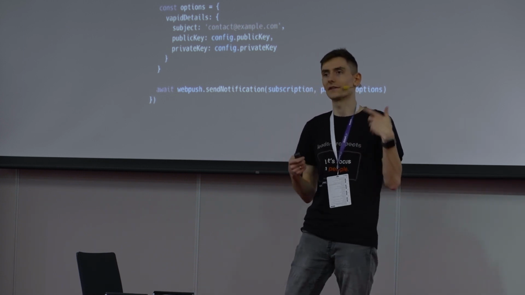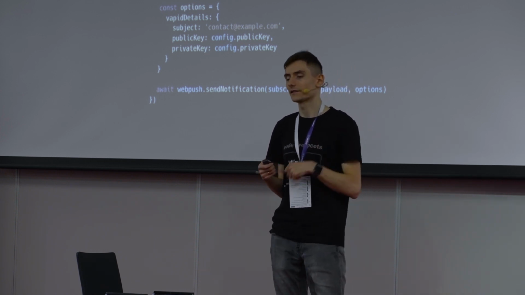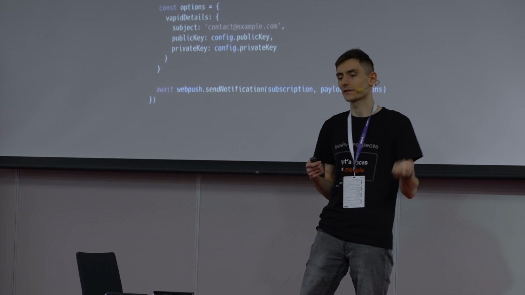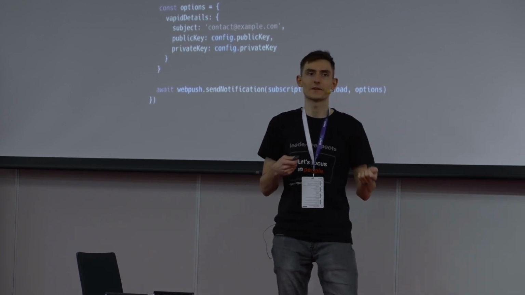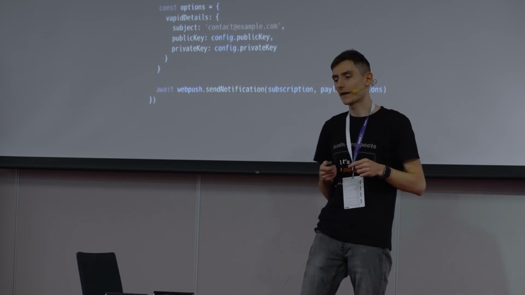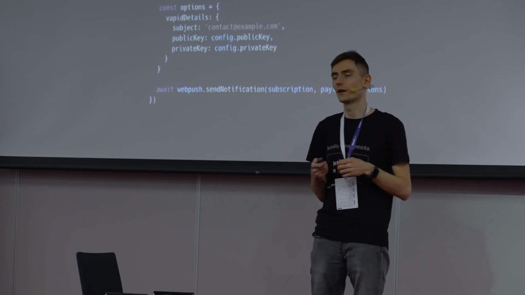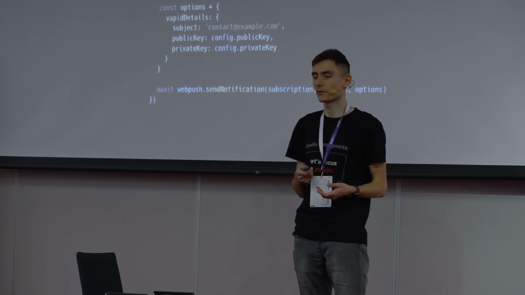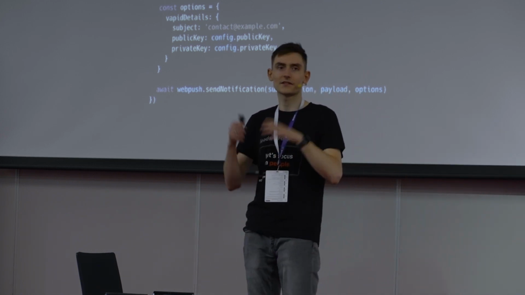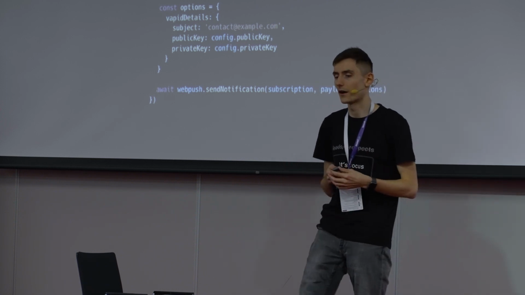So it will properly sign the JSON Web Token, attach it to the authorization header, attach the crypto key header, encrypt the message payload that we have added, and finally grab the endpoint from the subscription object and send the proper request to this endpoint. And all of this is done in this single webpush.sendNotification call.